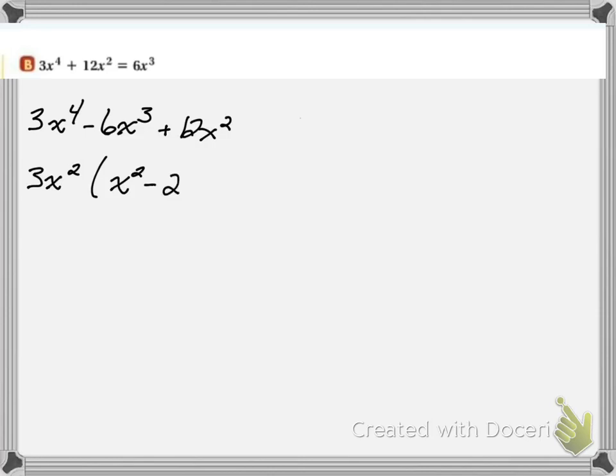Same process here. Let's move the 6x cubed over. So 3x to the 4th minus 6x cubed plus 12x squared. Now, what's the common term here? Well, I could pull a 3 out. I can also pull an x squared out of all of it. Divide everything by that. Well, it gives me x squared. 6 divided by 3 is negative 2. X cubed divided by x squared is x. 12 divided by 3 is 4. X squared divided by x squared, that is gone.